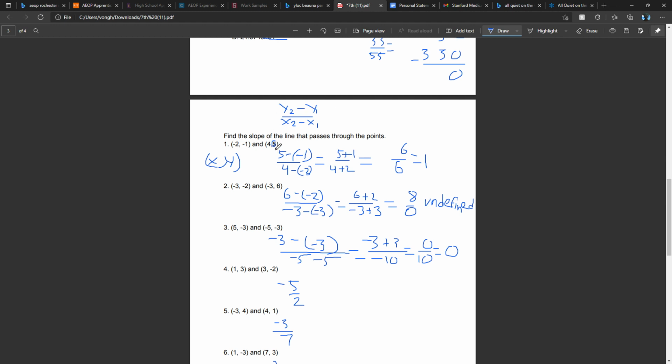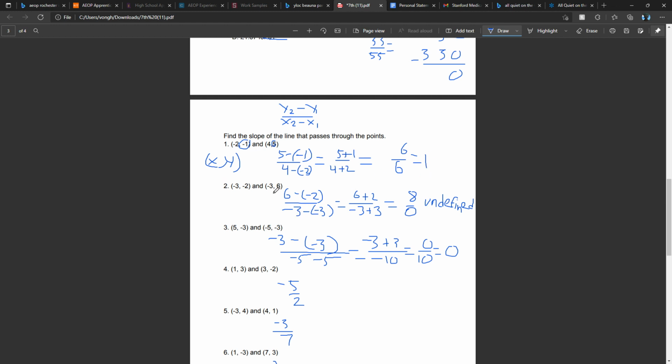So we take y2, which is 5, minus y1, which is negative 1. So we have 5 minus negative 1. On the bottom we have 4 minus negative 2, just like the formula above. Since a negative times a negative becomes a positive, you have 5 plus 1 and 4 plus 2. That translates to 6 over 6, which is equivalent to 1.